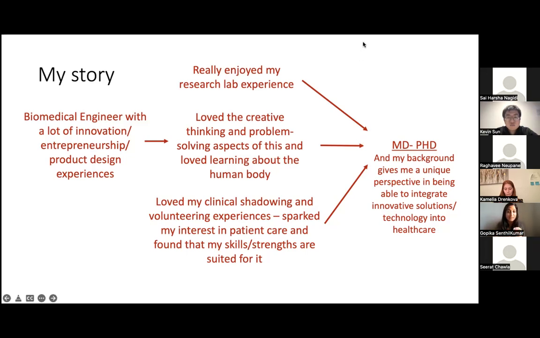I want to convey to them that I love research. I want to convey to them that I love problem solving and thinking critically and really understanding the nuances of the human body. And I want to convey to them that I loved working with patients and I really thought deeply about what it meant to be a doctor. And I wanted to convey to them that I am suited for this job, right? That I have the skills and the strengths to be a good doctor. So those are the things that had to go into everything that I wrote for the application.